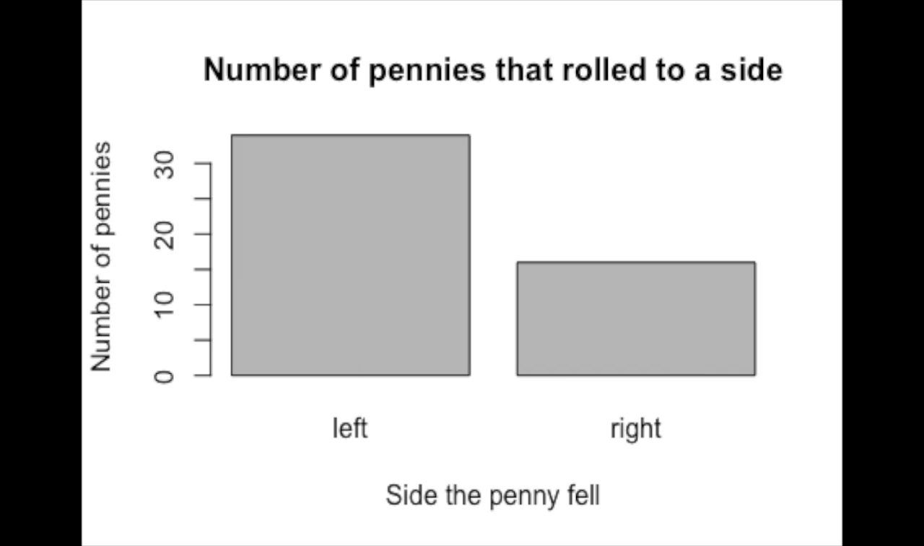This plot shows how many pennies rolled to the left and how many pennies rolled to the right. More than twice as many pennies rolled to the left rather than to the right. This is most likely due to some error since we would expect half and half.